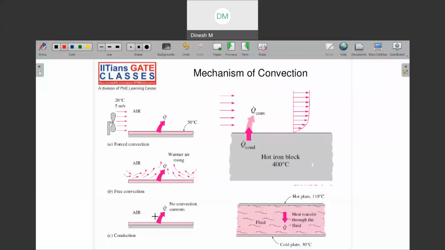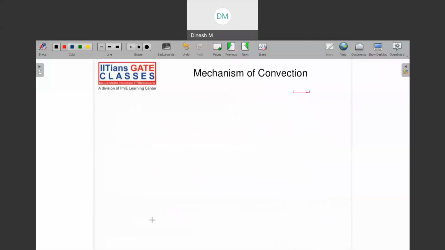Okay. Now, like we have seen the conduction equation, right? In conduction we have seen that q was minus k dT upon dx, and then we realized that this k is the one that decides what the heat transfer rate is, basically.